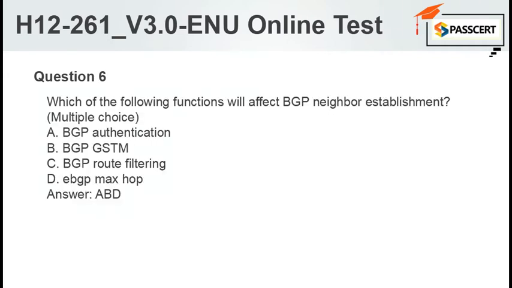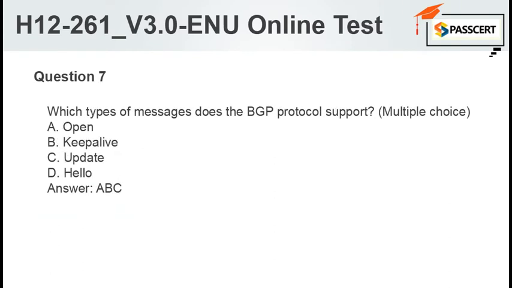Question 6. Which of the following functions will affect BGP neighbor establishment? Multiple choice. A. BGP authentication. B. BGP GTSM. C. BGP route filtering. D. eBGP max hop. Answer. ABD.